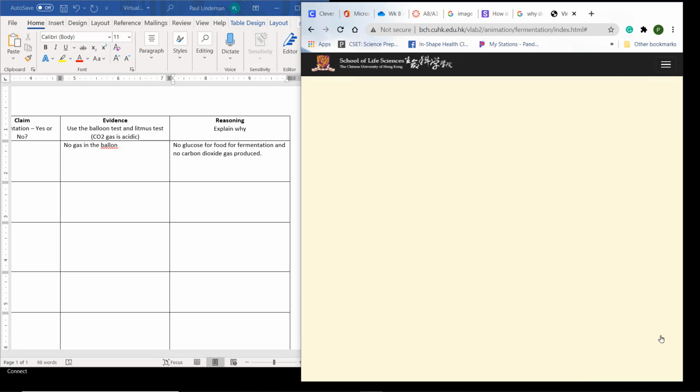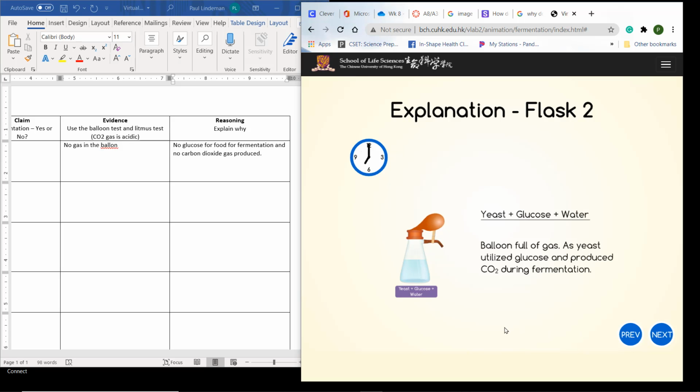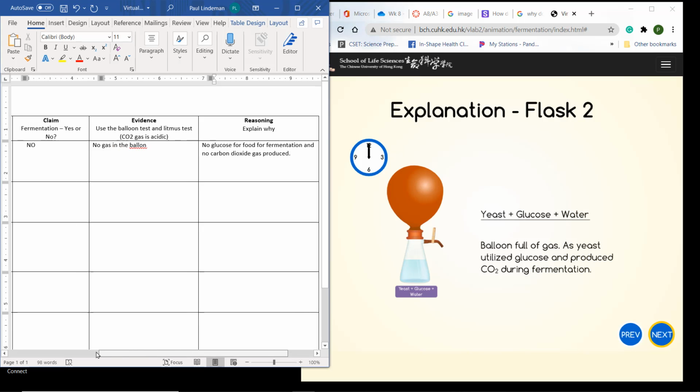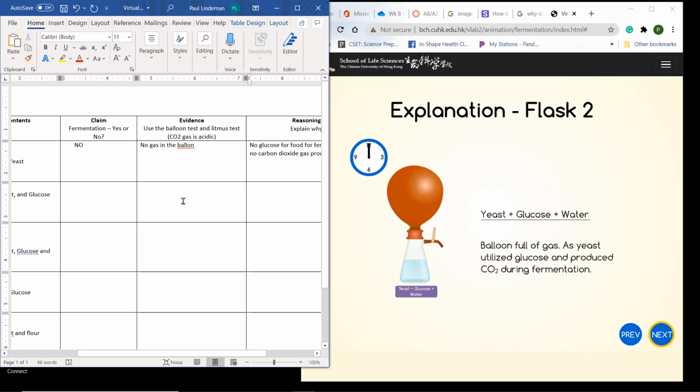We can go to the next one. So after 24 hours with the glucose, the yeast was able to break down the glucose easily. It produced a lot of gas, and it made the biggest balloon. So here, we definitely had fermentation. So in here, this should have been a yes, right? And the reason why is largest balloon, most gas caught. The balloon was the most full of gas, as the yeast utilized the glucose, it produced CO2.